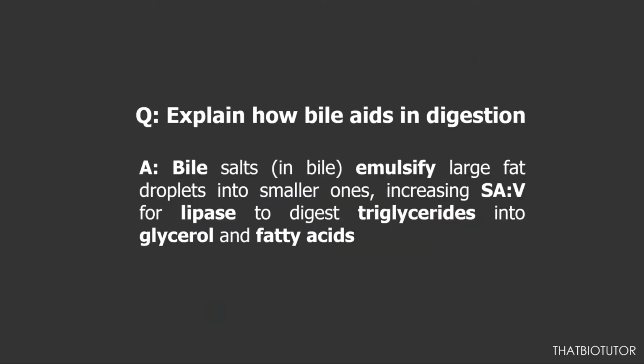Here's an example of how you can do that. I've changed it into a question and answer form. Explain how bile aids in digestion. Bile salts emulsify large fat droplets into smaller ones, increasing the surface area to volume ratio for lipase to digest triglycerides into glycerol and fatty acids. You see how much shorter that is compared to copying everything word for word, right?